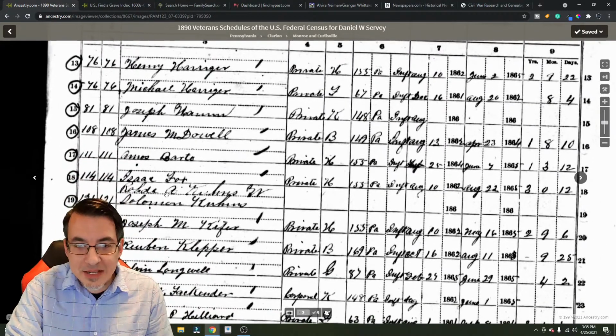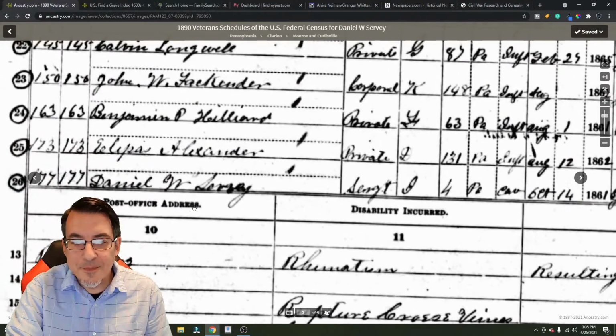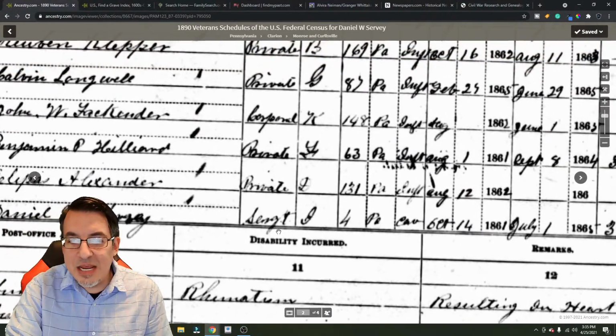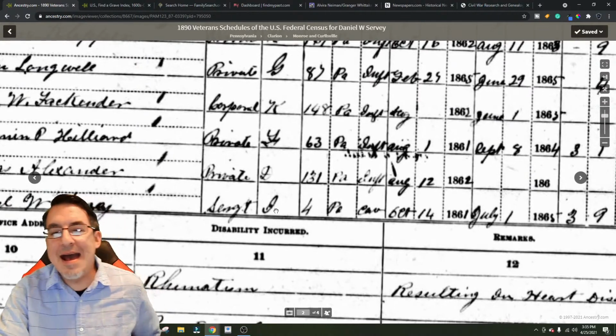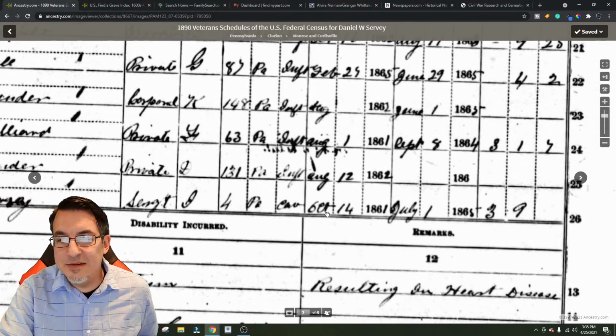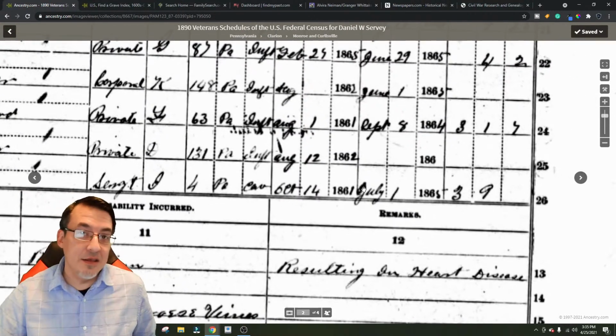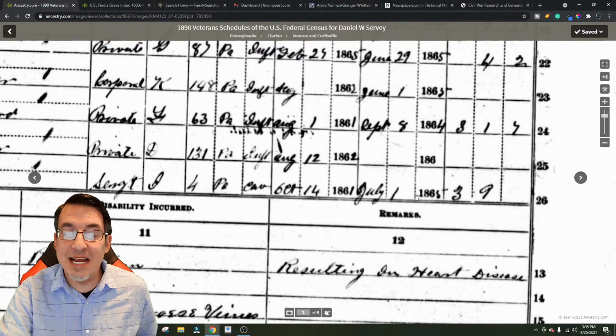So now we're going to look down this list and find our guy. Here's Daniel W. Cervey right here. It tells me that he was a sergeant in Company I of the 4th Pennsylvania Cavalry, and that he enlisted October 14th, 1861, and stayed in that unit until July 1st, 1865.